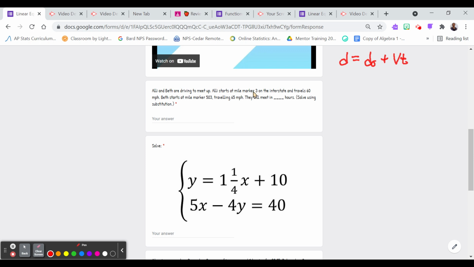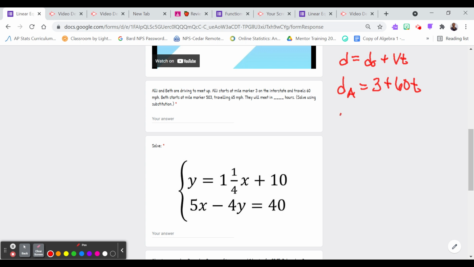It says Allie starts at mile marker 3. So I'm going to say D sub A for Allie. She starts at 3, and then she moves 60 miles per hour for so many hours. We don't know yet. So I'm just going to make our speed 60, and our time is t. We don't know it yet.